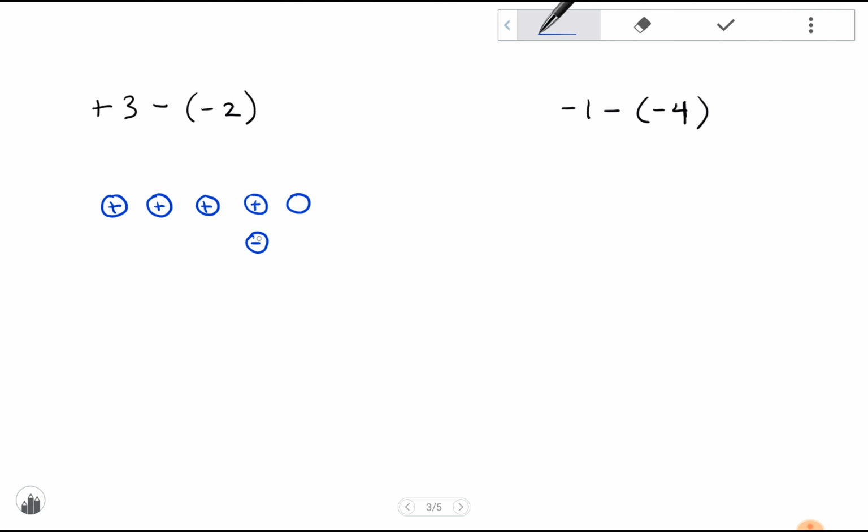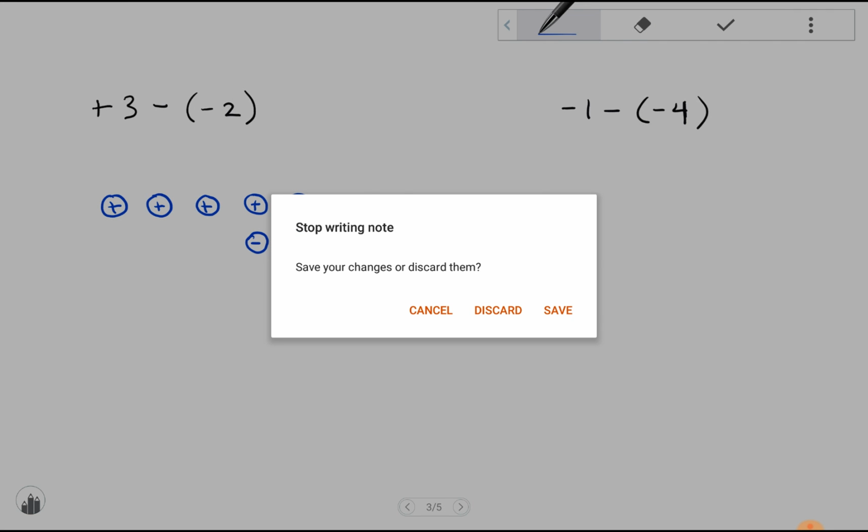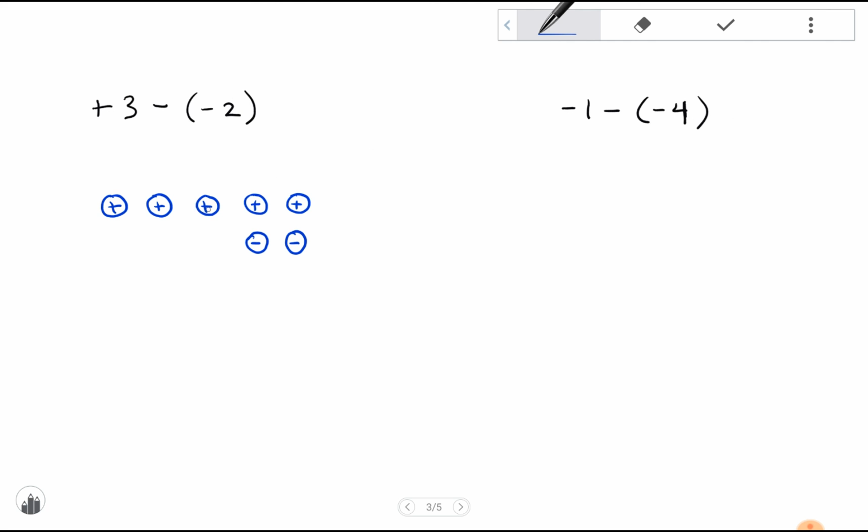I have 1 negative by adding a pair, but I need a second negative. So I'm going to add a second pair. Again, this is +1, this is -1. Together they make 0. So this whole picture is still 1, 2, 3 positives. This is 0, this is 0. But what we've done now is we've added these 2 negatives, and that means now I can remove -2. So here's -2. I can remove it. And what we're left with is 1, 2, 3, 4, 5 positives. So the answer is 5.